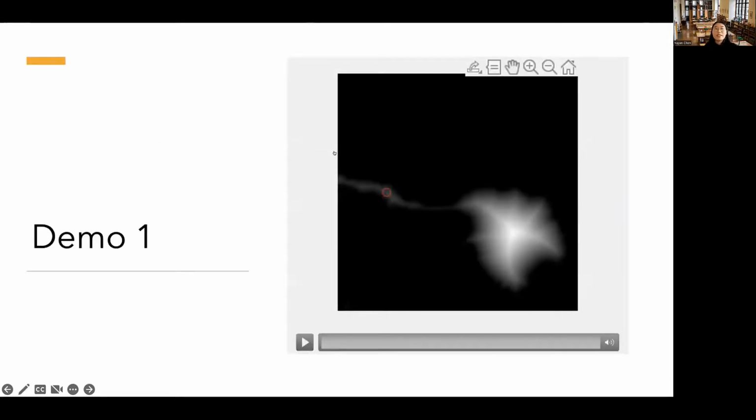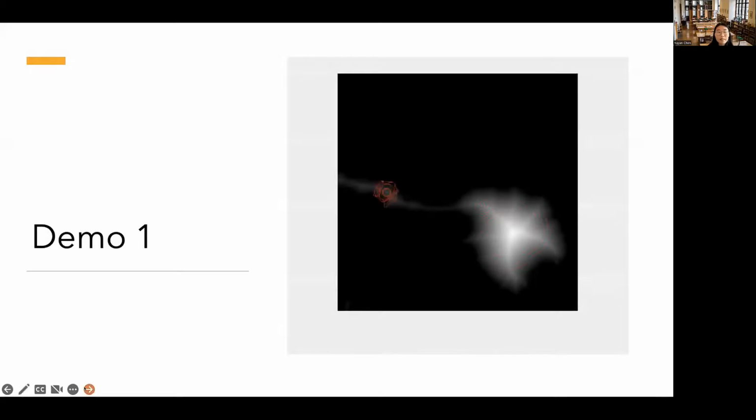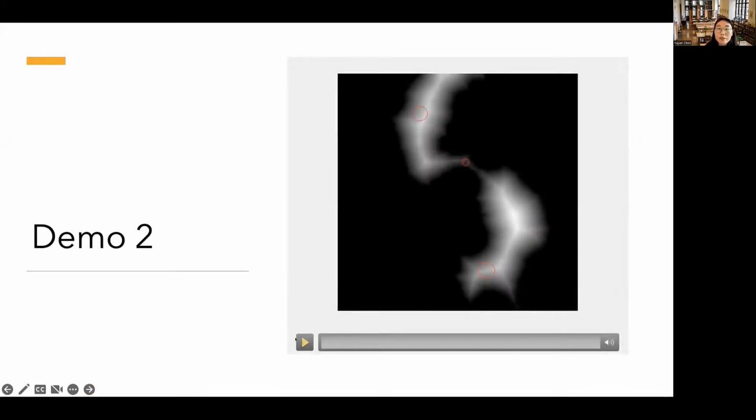And now I have 2 videos to show the result. Here we have a single source of calcium, and it gradually diffuses to the soma, or the cell body over here. And in the next video, we have multiple calcium sources, and then they finally diffuse to the entire cell.